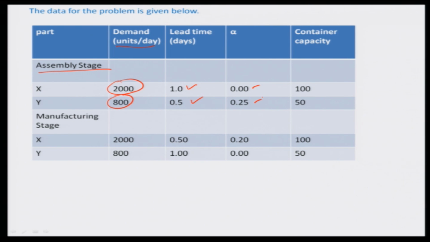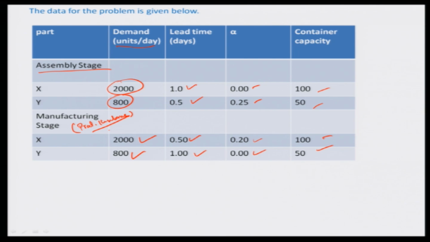There are two policy variables, 0% and 25% level, which are operated for X and Y respectively, and further the container capacities have been defined as 100 parts per container of X and 50 parts per container of Y. Similarly, at the manufacturing stage, which we also know as the work center, we would really need the production Kanbans. Okay.